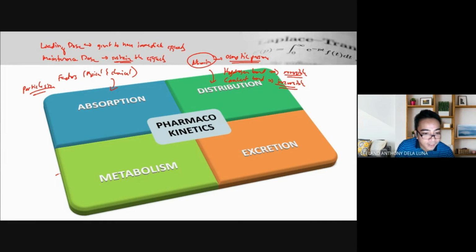Next one will be metabolism. This one is more about the various enzymes. The most common enzyme here, class, is what we call the CYP450, the cytochrome P450. Familiar? Kinda. It has many family members. The most famous among them is CYP3A, the enzyme that metabolizes drugs.